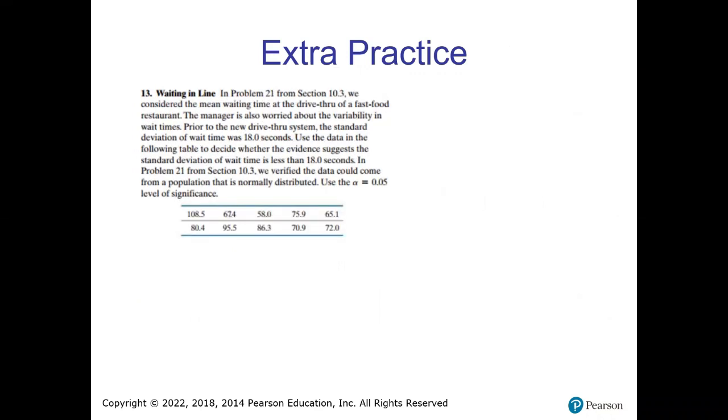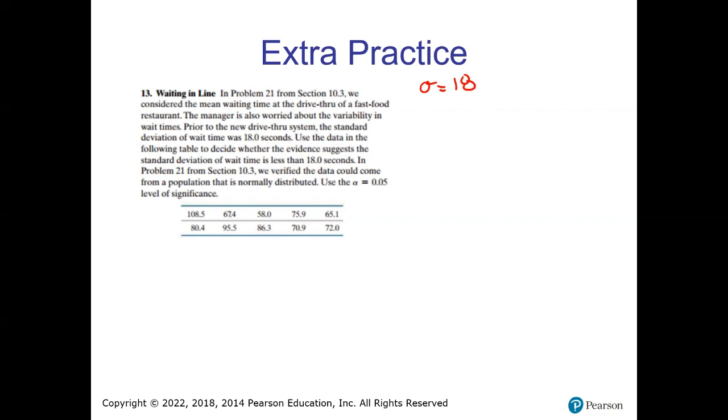We got one more example here. Waiting in lines. This problem is from 10.3. We didn't do it in 10.3, but it's repeated here in this section 10.5. This is the mean waiting time at the drive-thru of a fast food restaurant. The manager is worried about the variability in his wait times. Prior to the new drive-thru system, the standard deviation of wait time was 18 seconds. We knew the original standard deviation was 18 seconds.